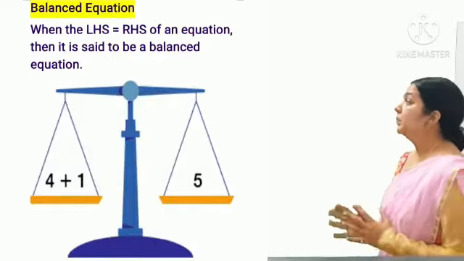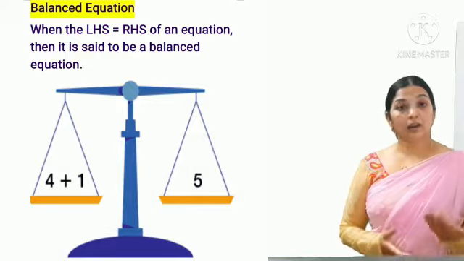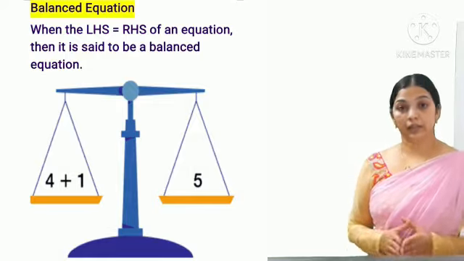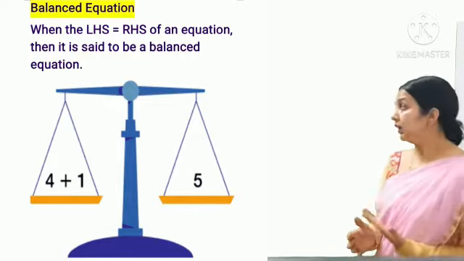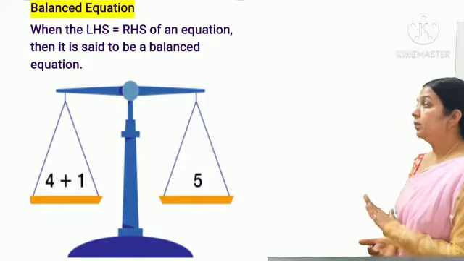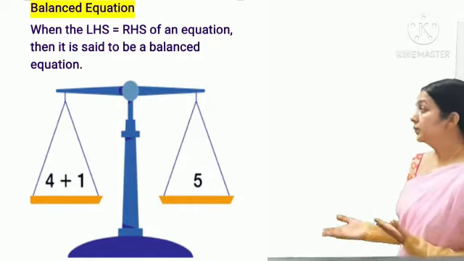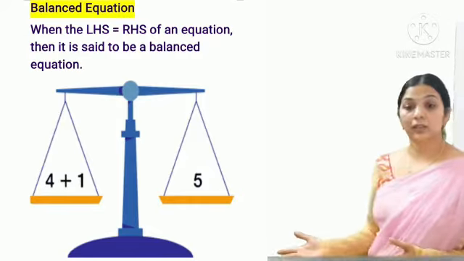Now, what is a balanced equation? When RHS and LHS of the equation are both equal, then it is said to be a balanced equation, as you can see here. So this is represented by this diagram.